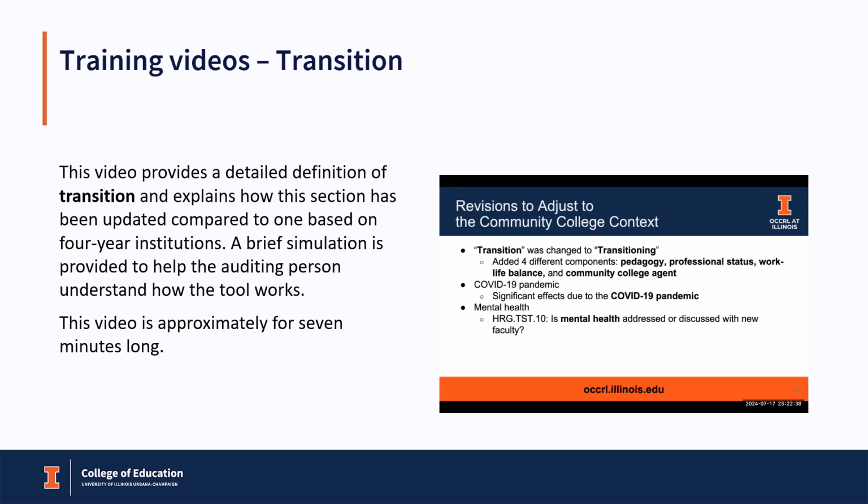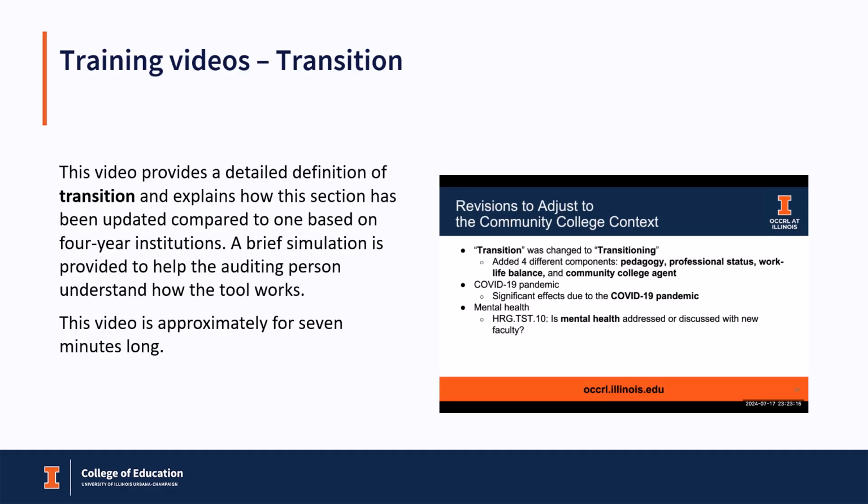This section of the tool is called transitioning, which was revised from its original name, transition. This section is defined as fostering smooth and welcoming entry into the institution and campus. To reflect better the fact that transition is an ongoing process, the wording was revised to transitioning, and we added different components: pedagogy, professional status, work-life balance, and community college agent. We wanted institutions to tell their story, especially considering the current time periods we are in compared to when the original self-assessment tool was developed.